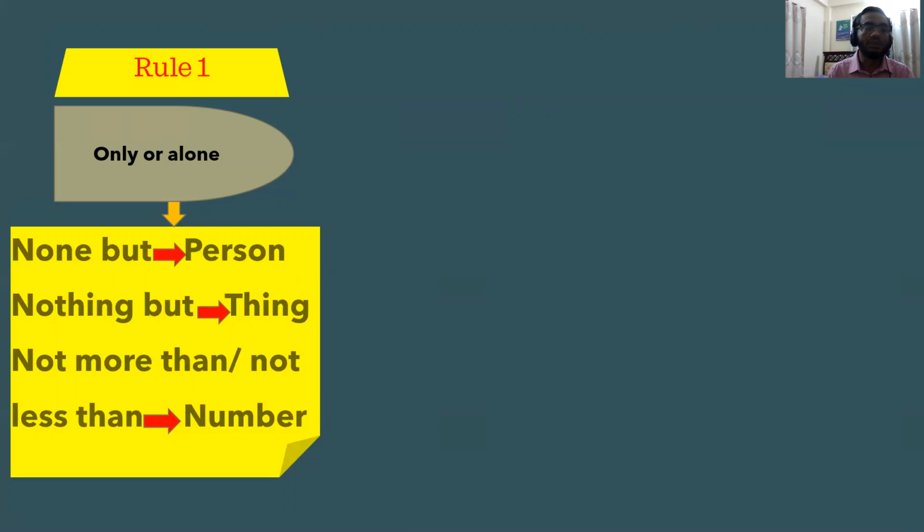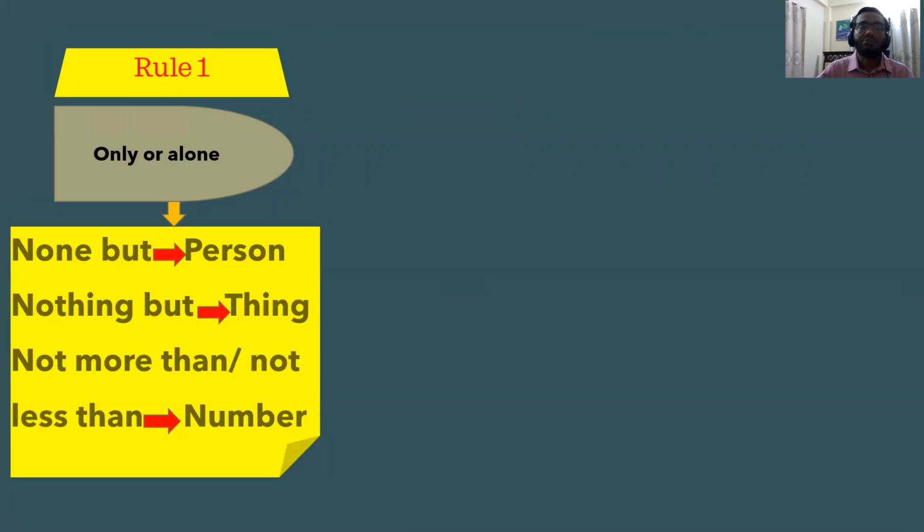I'm going to repeat. Only or alone in the affirmative sentence can be replaced by none but in case of person, nothing but in case of thing, not more than or not less than in case of number. Okay? This is the rule, and you have to follow it all the time whenever you see only or alone used in an affirmative sentence.